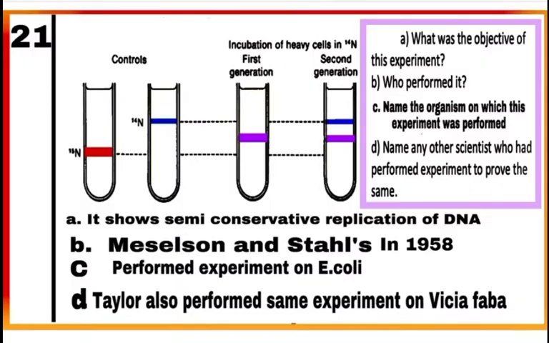21st picture. See the steps of experiment and answer the questions A to D. A. The objective of the experiment was: this experiment shows semi-conservative replication of DNA. B. This experiment was performed by Meselson and Stahl in 1958. C. He performed this experiment on E. coli bacteria. And D. Very similar experiment was performed by Taylor on Vicia faba in 1958.